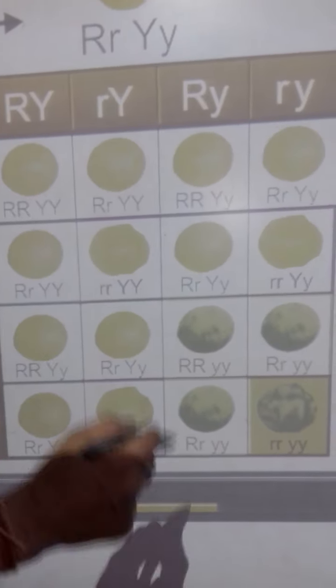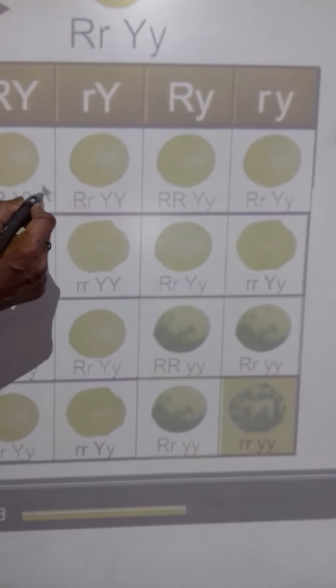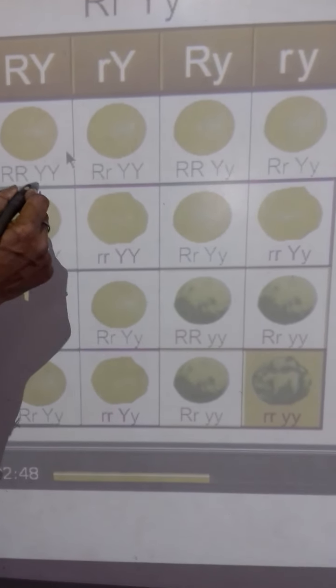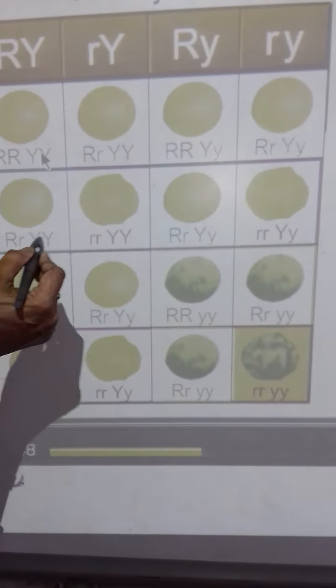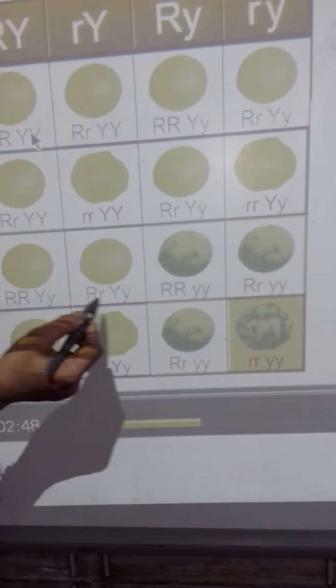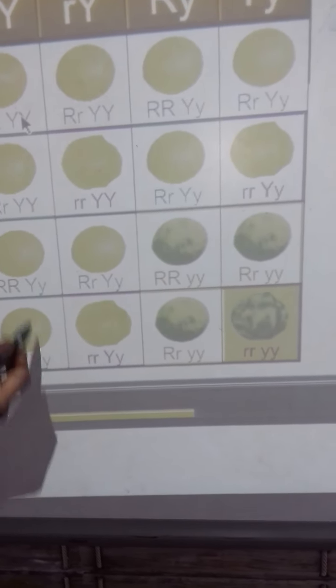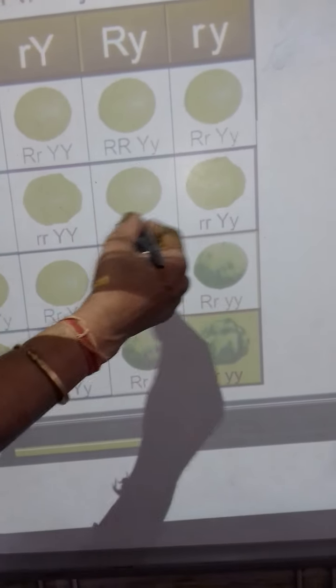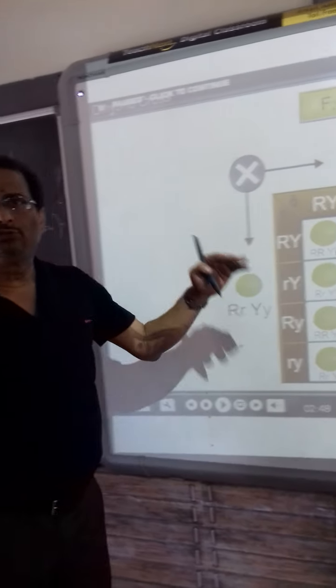Now if we see these different combinations, how many round and yellow are there? There will be 1, 2, 3, 4, 5, 6, 7, 8 and 9. So 9 round and yellow. Then round and green will be 3, wrinkled yellow will be 3, and wrinkled green will be 1. So we say that the phenotypic expression of the F2 generation is in the form of 9:3:3:1. Now let us see how it will be expressed once more in the book.